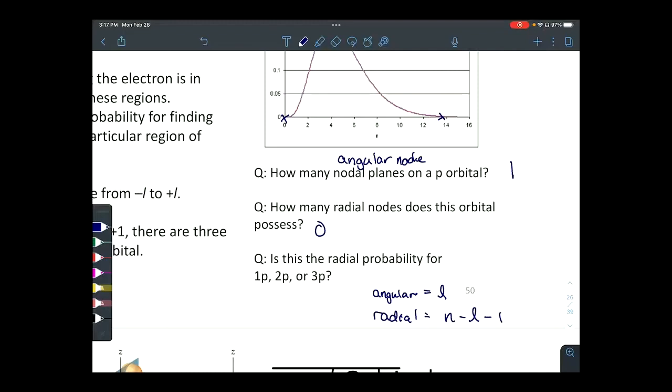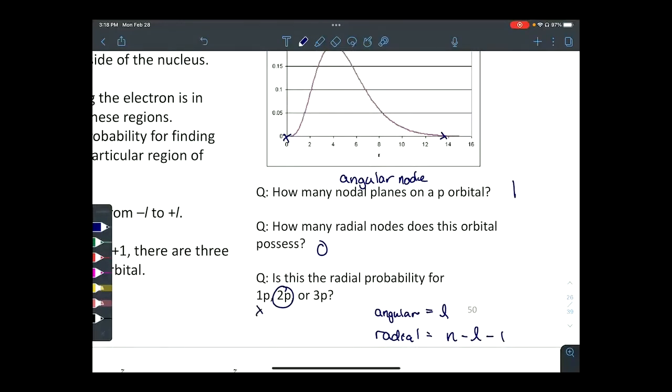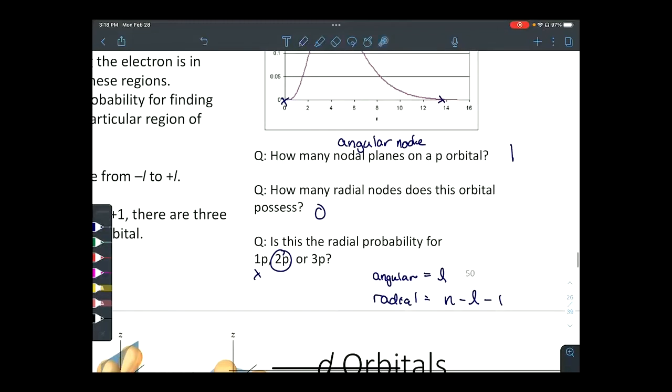2p? Yes, 2p is the correct answer because it's the only one that fits those equations. It can't be 1p because that doesn't exist. We can't have a p orbital with a principal quantum number of 1. And then it's not 3p. A 3p orbital actually has 1 radial node, according to this equation. In 2p, n equals 2 and L equals 1, and that fits our whole idea here. Number of radial nodes would be 2 minus 1 minus 1, so it's 0. 0 radial nodes, it fits that graph.